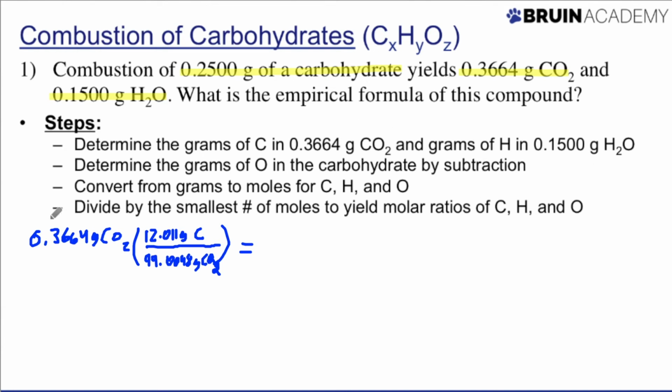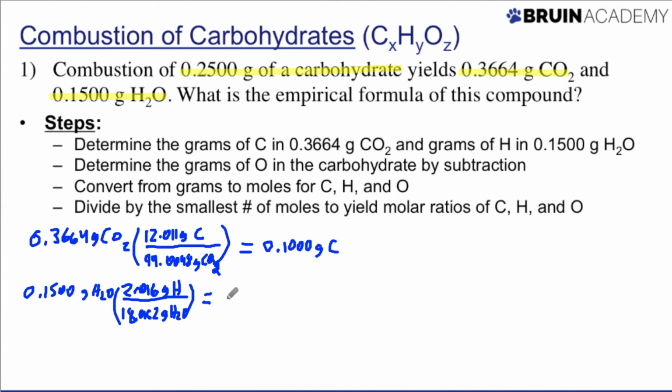I'm going to do the same thing for H2O. So I have 0.1500 grams of H2O. And my molar mass of H2O is something I write on the bottom. So that's, as we established before, 18.0152 grams of H2O. And on the top, I'm going to write the molar mass of 2 hydrogens, which is 2.016 grams. Okay, and when I calculate these two numbers, I get 0.1000 grams of carbon, and then I get 0.01678 grams of hydrogen.